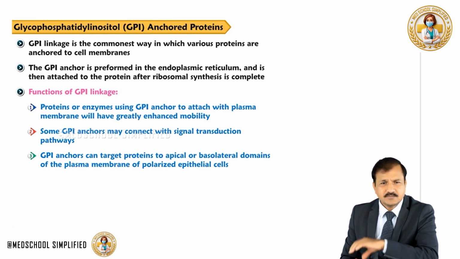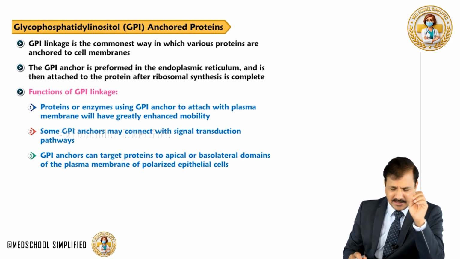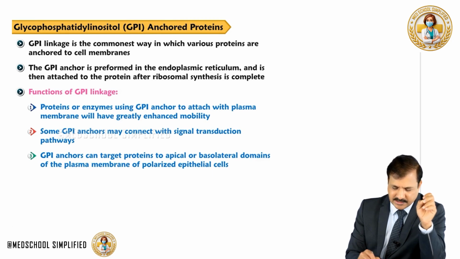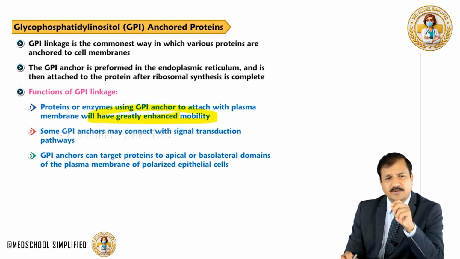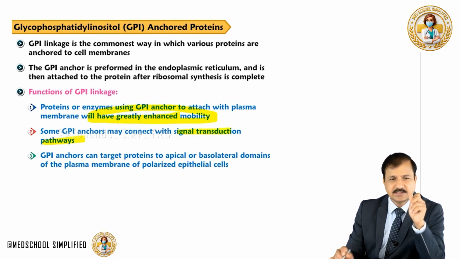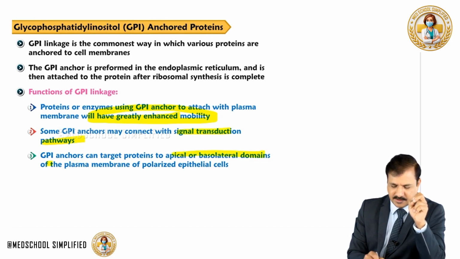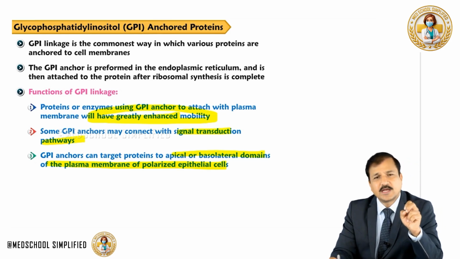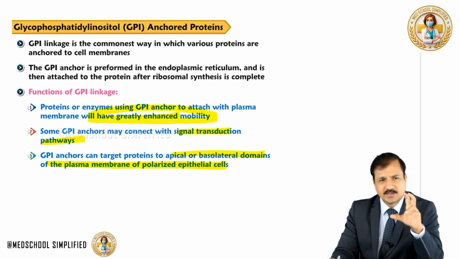and attached to the plasma membrane. Now, the functions of GPI linkage: proteins or enzymes using a GPI anchor to attach to the plasma membrane will have greatly enhanced mobility. Some GPI anchors may connect with signal transduction pathways, and GPI anchors can target proteins to apical or basolateral domains of the plasma membranes of polarized epithelial cells. So, these are some of the functions of GPI linkage.